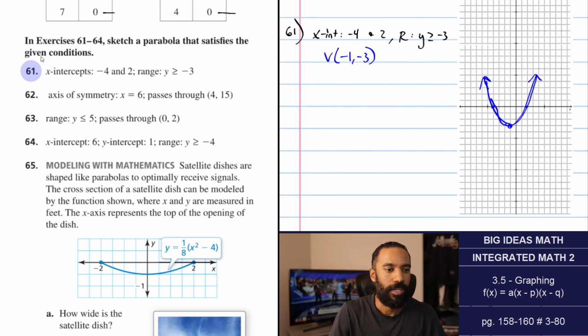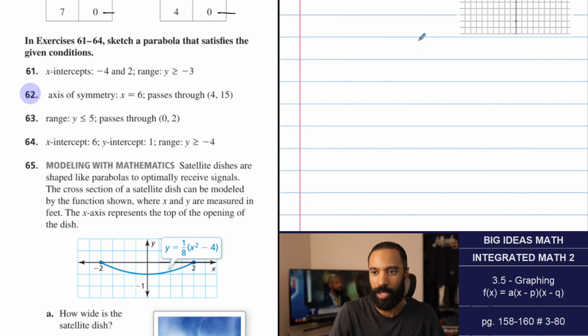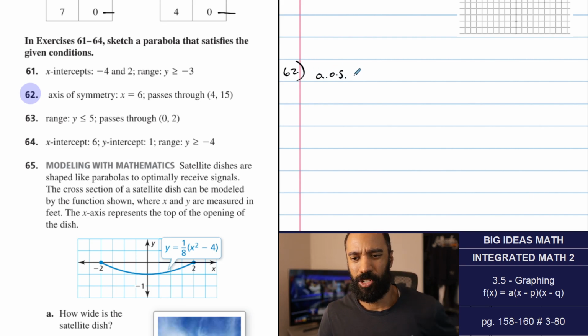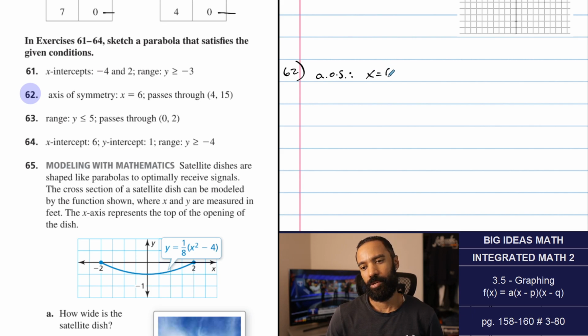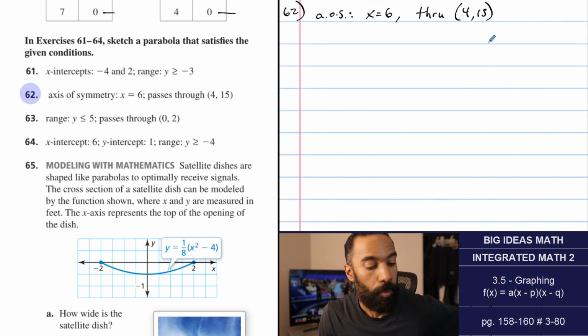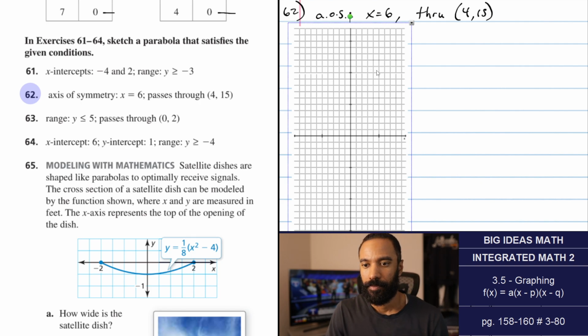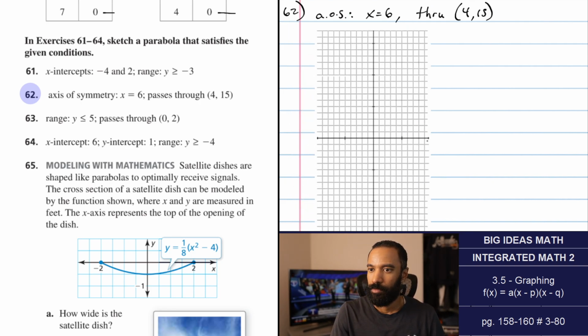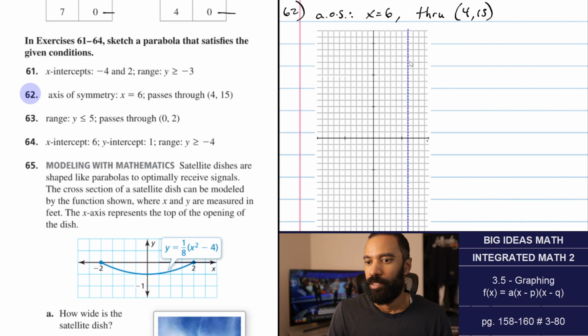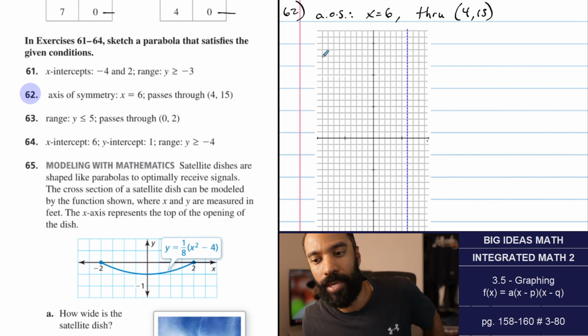Number 62. You have an axis of symmetry at x equals 6. Let's check this out. It goes through the point (4, 15), which I can fit on this graph. So x equals 6 is right here. That means the vertex is somewhere on here. We can do whatever parabola we want, provided that we hit (4, 15).